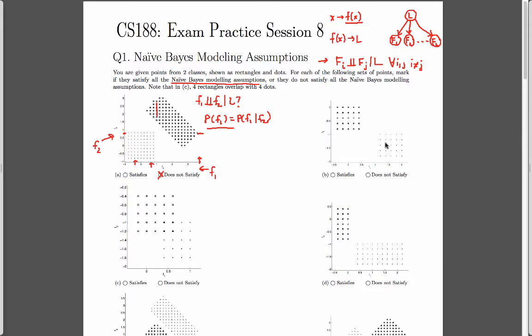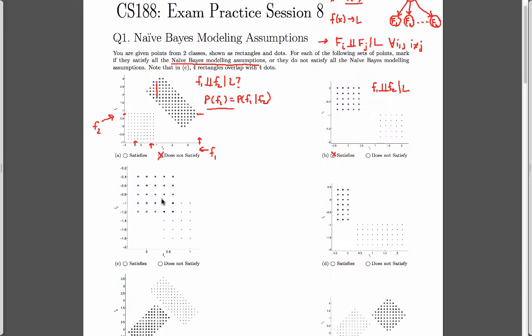In this case, we have two squares. We can see that in both cases, F1 and F2 are independent, because knowing F1 doesn't tell you anything about F2. Similarly, for this class, knowing F1 doesn't tell you anything about F2. It doesn't change the distribution over what values F2 will take on. So in this case, F1 is independent of F2 given your label for both labels. Therefore, the naive Bayes assumption is satisfied.